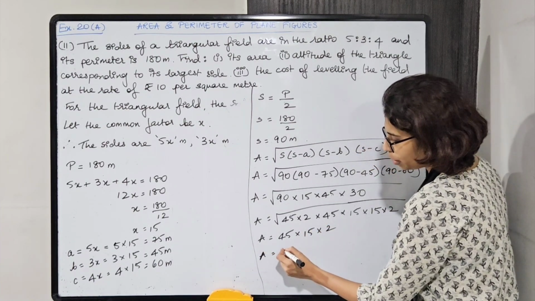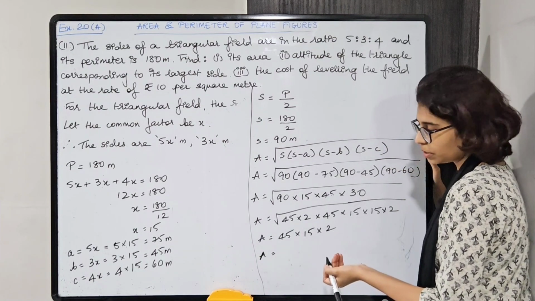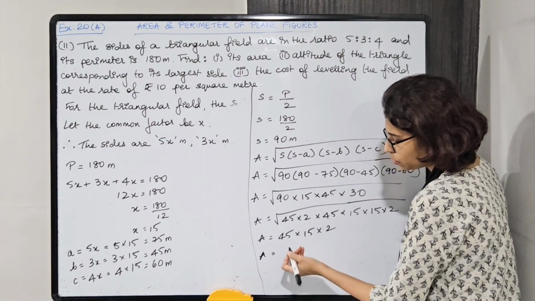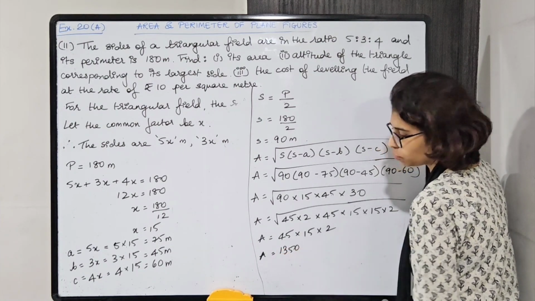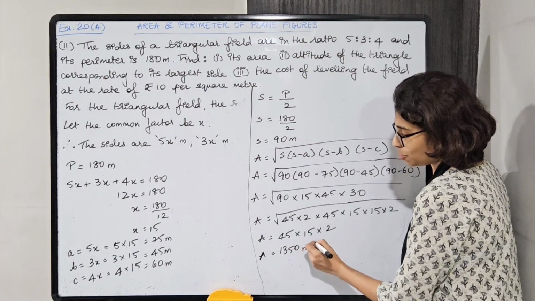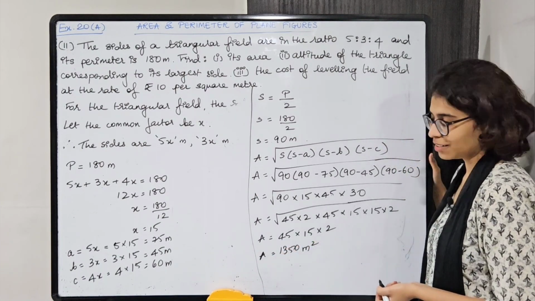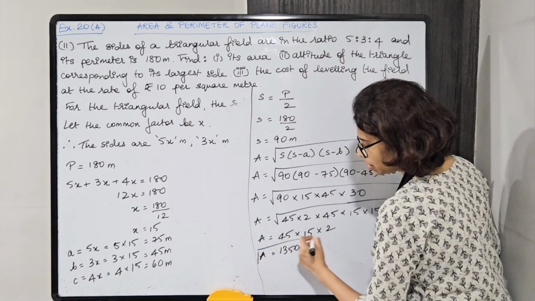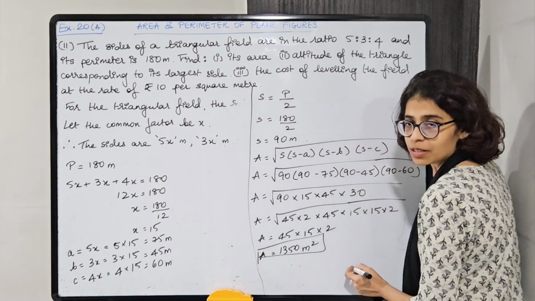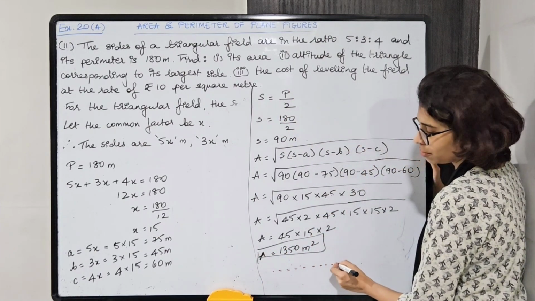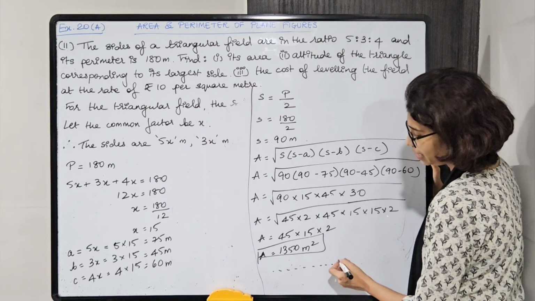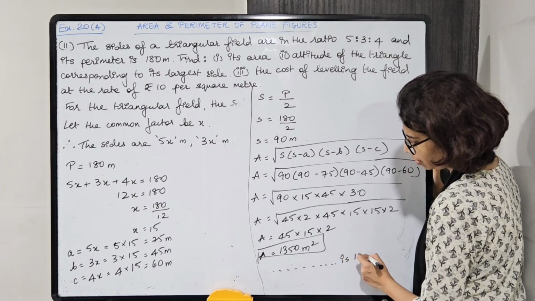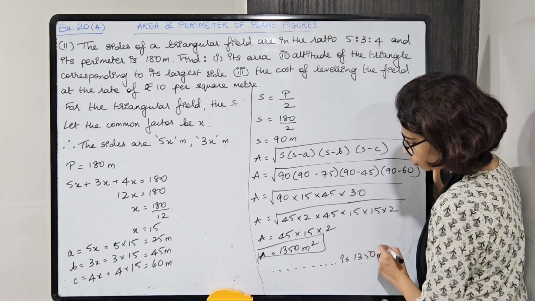So that is 45 into 30. Okay, so 45 into 30, that will be 1350 square meter. Don't forget the unit. Okay, so area we got, first part मिल गया. Box कर दो and write down the statement. The area of the field ही है, right, it is 1350 square meter.